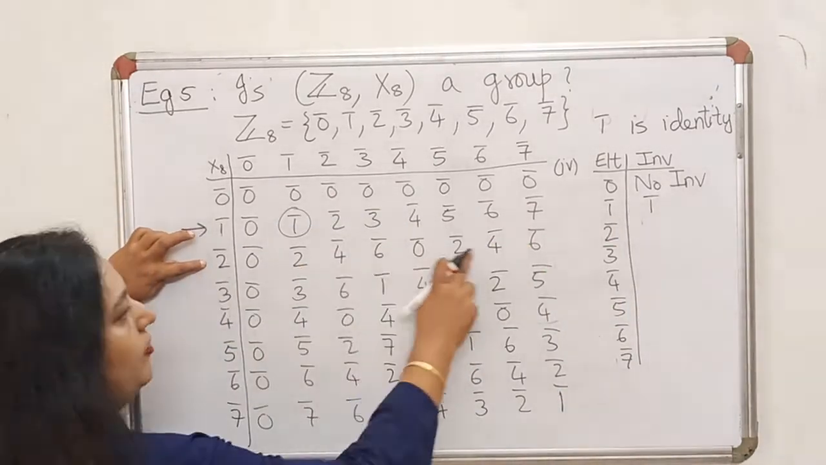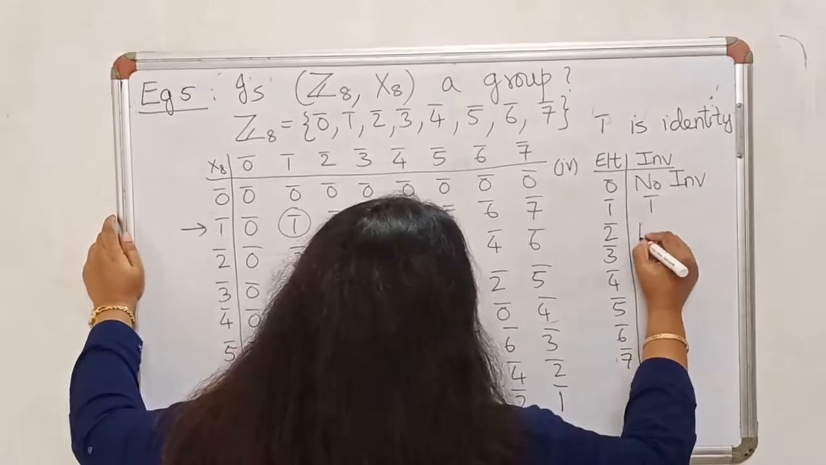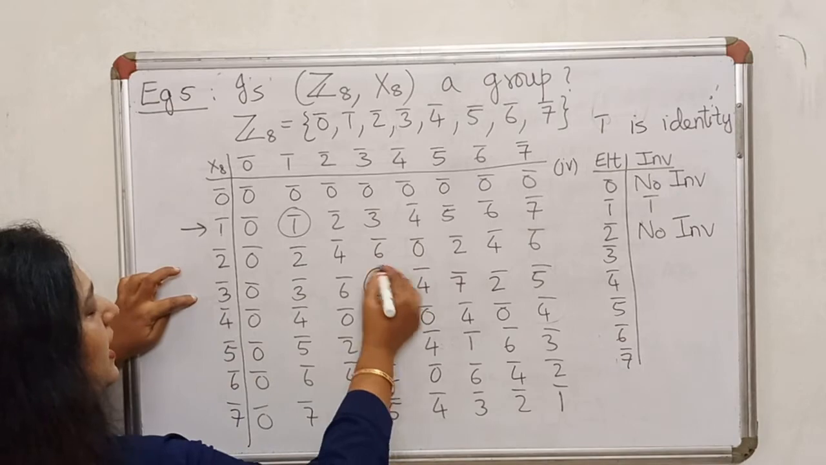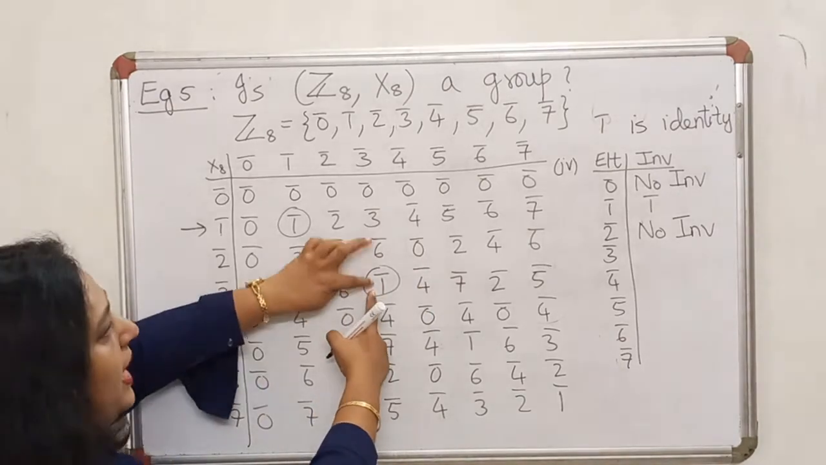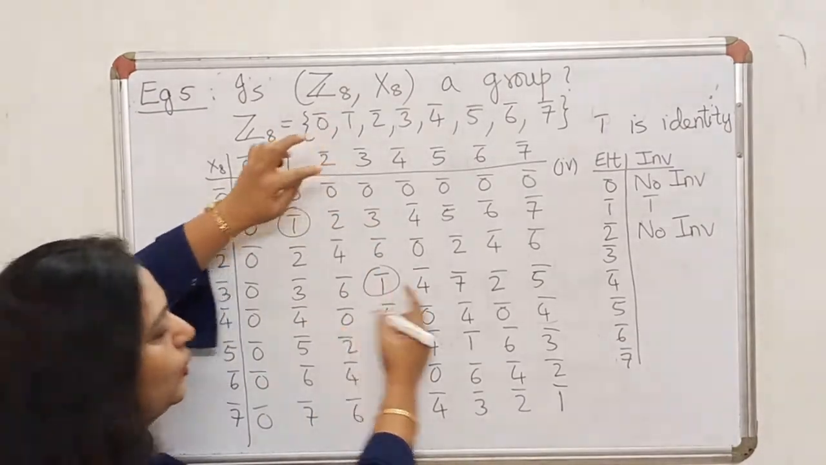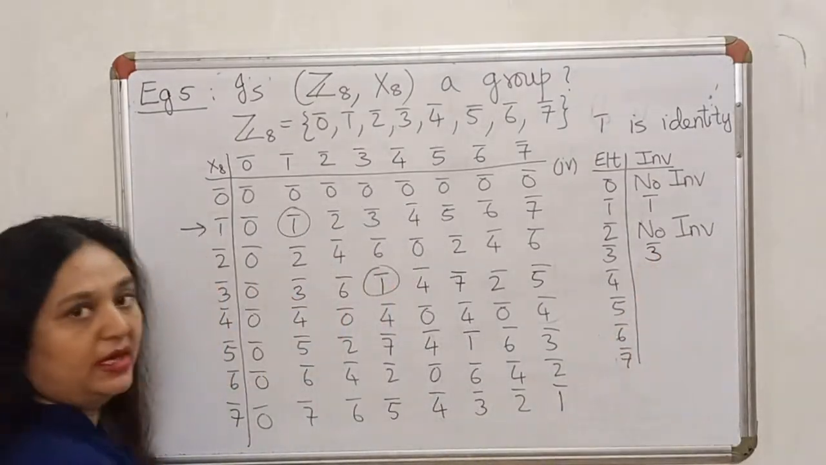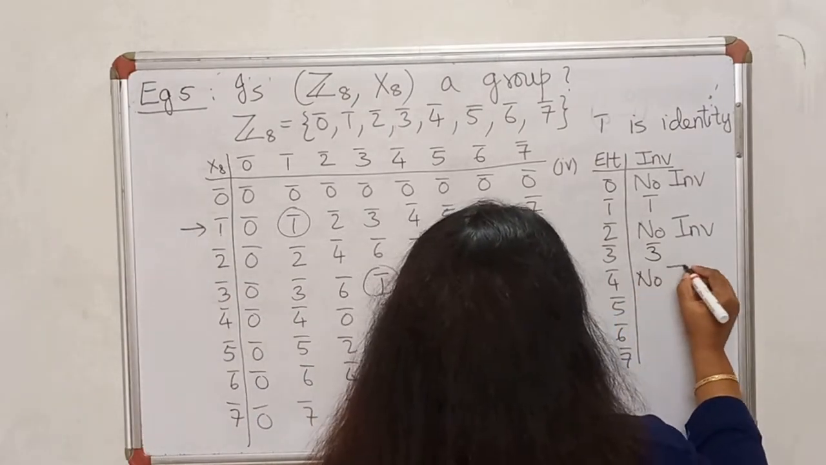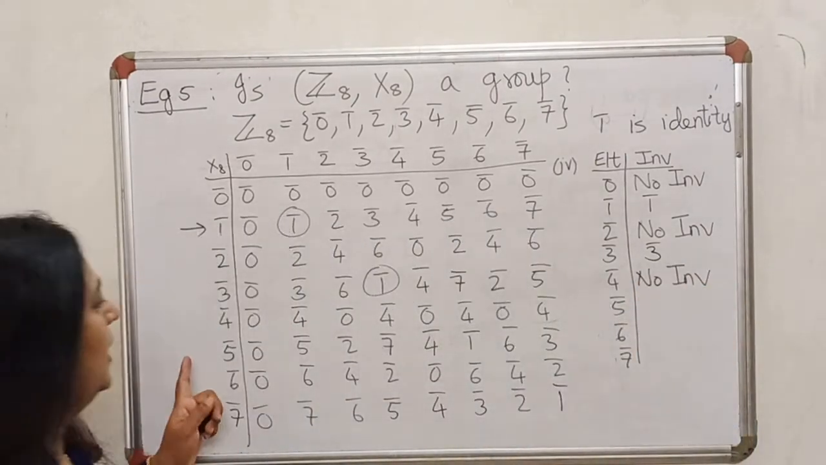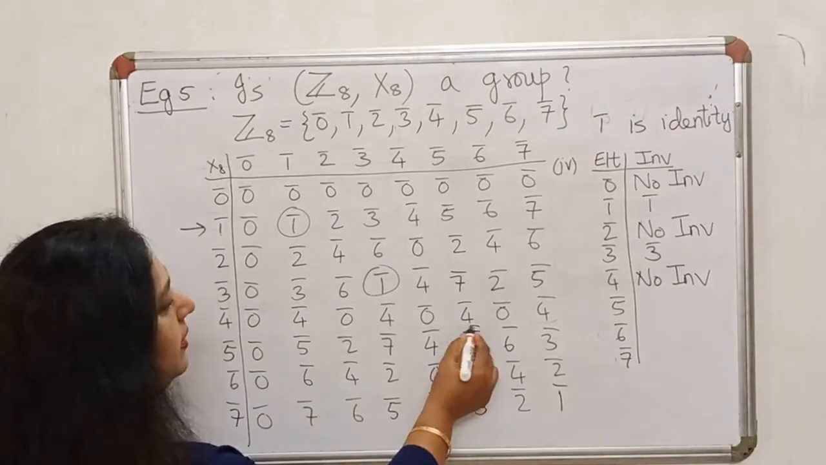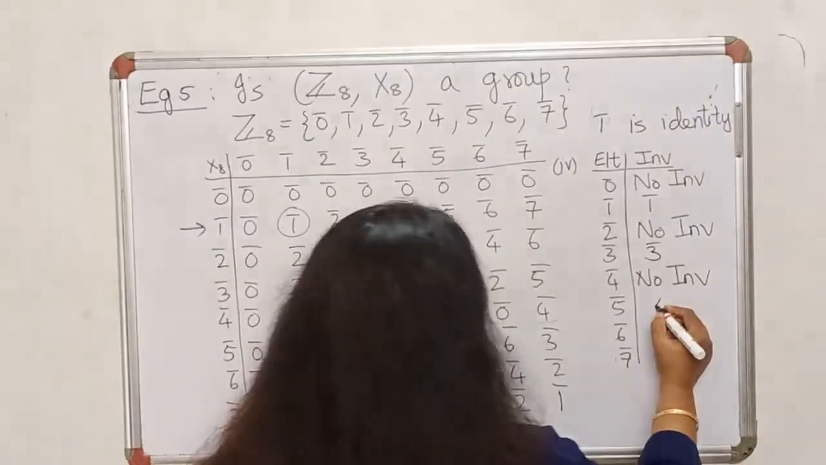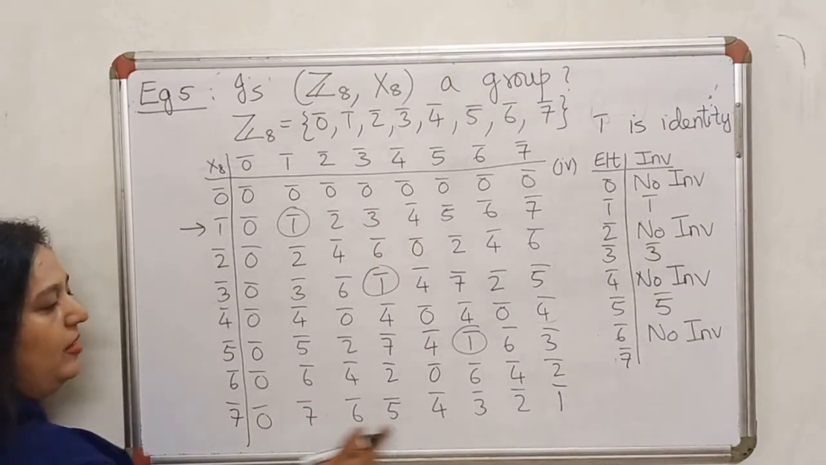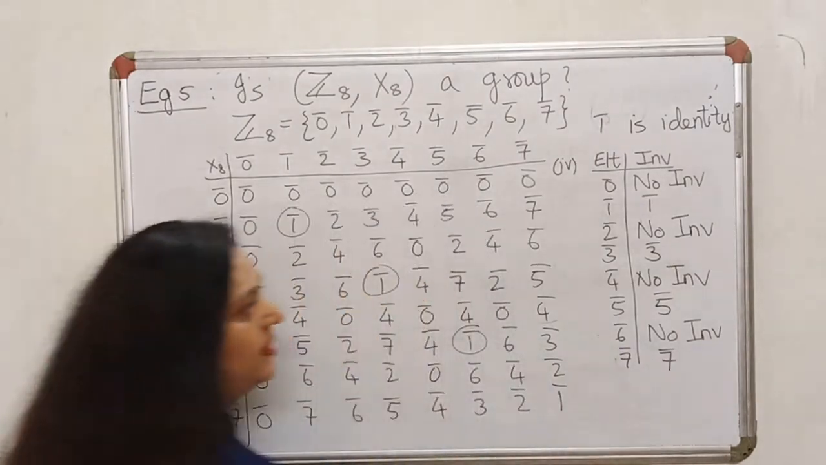Again look at 2 bar. We do not get the identity in this row. So this does not have an inverse. For 3 bar, yes, I get the identity in this position. The element directly above that in the heading row is 3 bar. So the inverse of 3 bar is 3 bar. Then again 4 bar does not have an inverse. 5 bar, the inverse of 5 bar is going to be 5 bar. 6 bar, you can verify, does not have an inverse. And for 7 bar, the inverse is 7 bar.